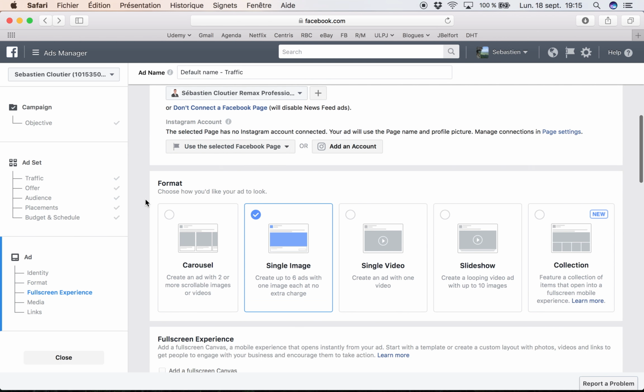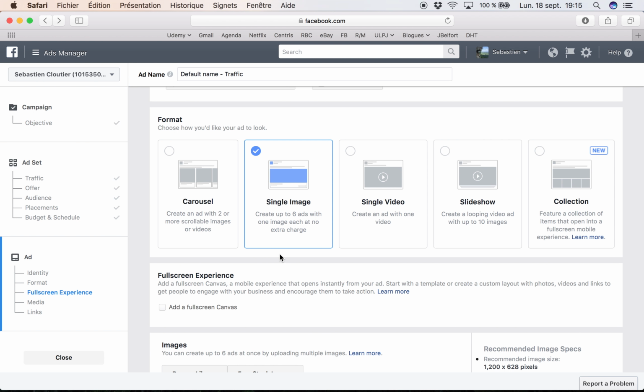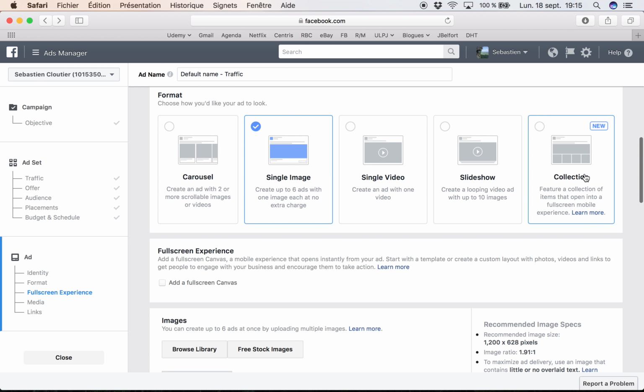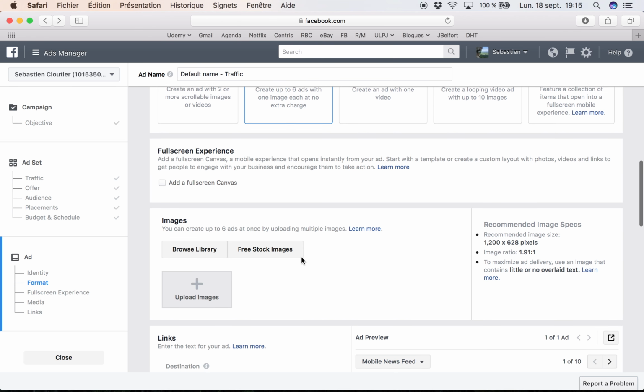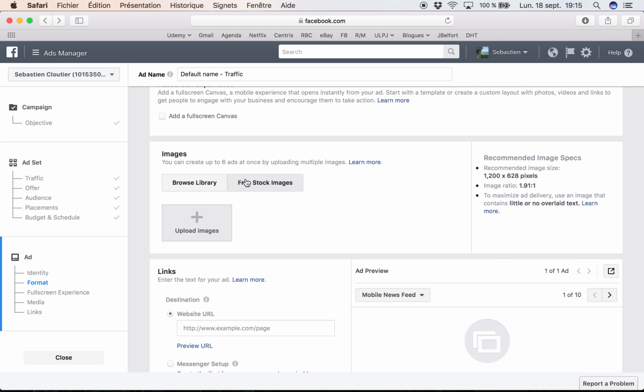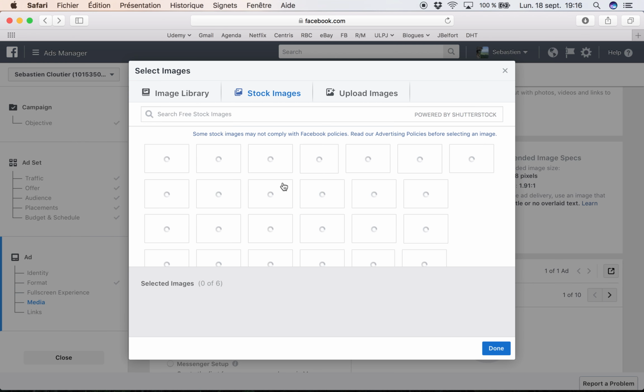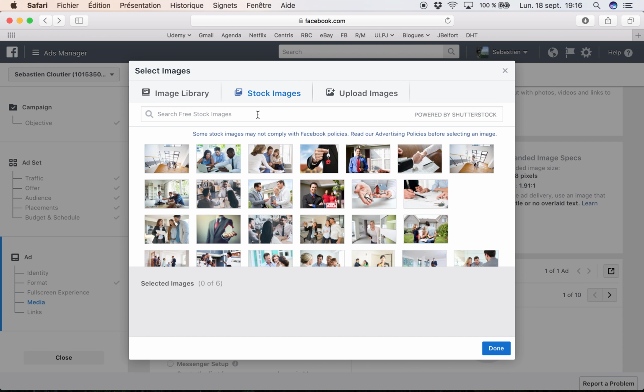I found with time, and maybe I'm not the best expert in the field, but I've always had better results selecting just a single image instead of many images. Maybe I didn't play around enough with these options. But for the sake of this video, just click single image right there. One thing that is pretty nice about Facebook is that you have access to a lot of free stock images. And here are a few hints, a few things you want to think about when you choose your image.